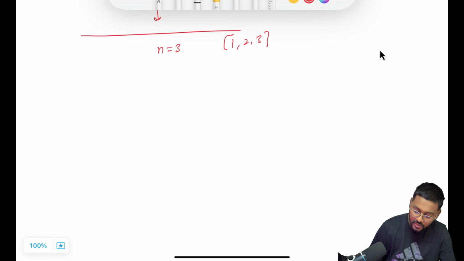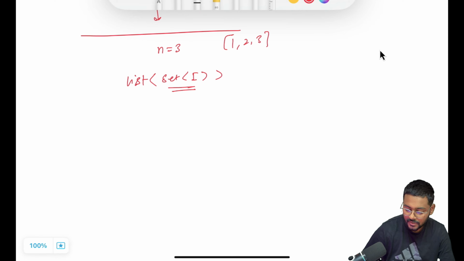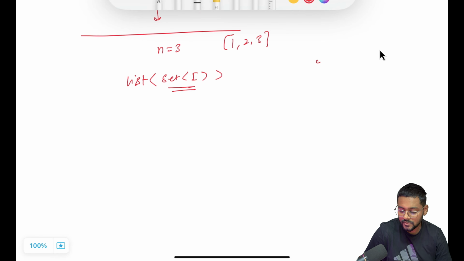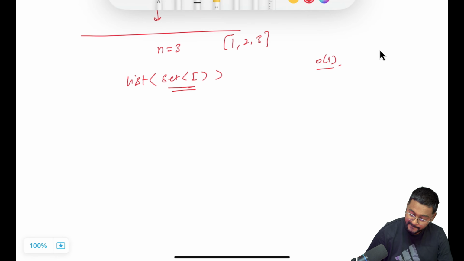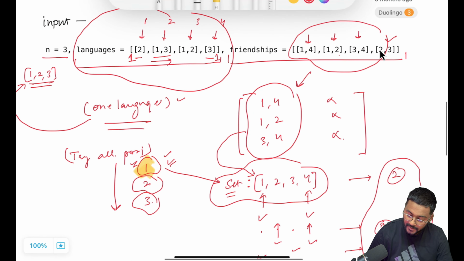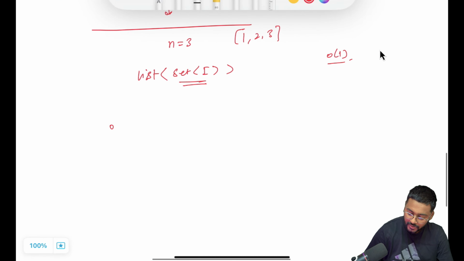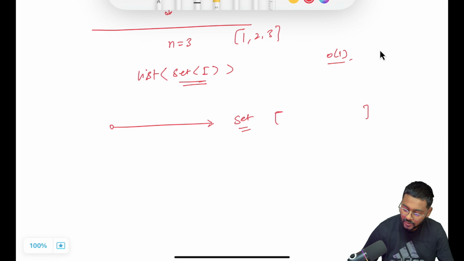Now for languages, I will convert it to a list of sets of integers, so that I can directly check in constant time whether a person knows a particular language or not. And this is my friendship array where I will be doing the iteration. First of all, I will iterate over the friendship array and pick the set of people who are not able to communicate with each other.